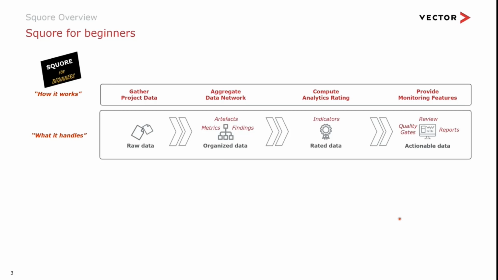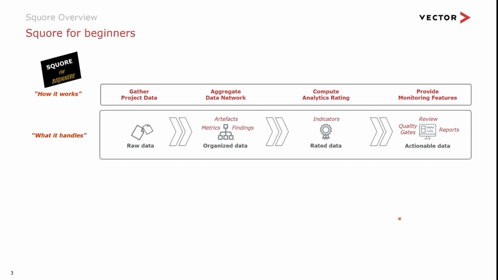The artifact concept: everything is an artifact in Squore, from the requirement to the function in the source code, to the test, to the ticket, to the test suite, etc. All of these are artifacts. And we attach metrics and findings on these artifacts. So a metric can be a numerical or a textual value. And a finding, for example, could be a rule violation on a specific line of a specific function. So this is what the second step is about for the data.